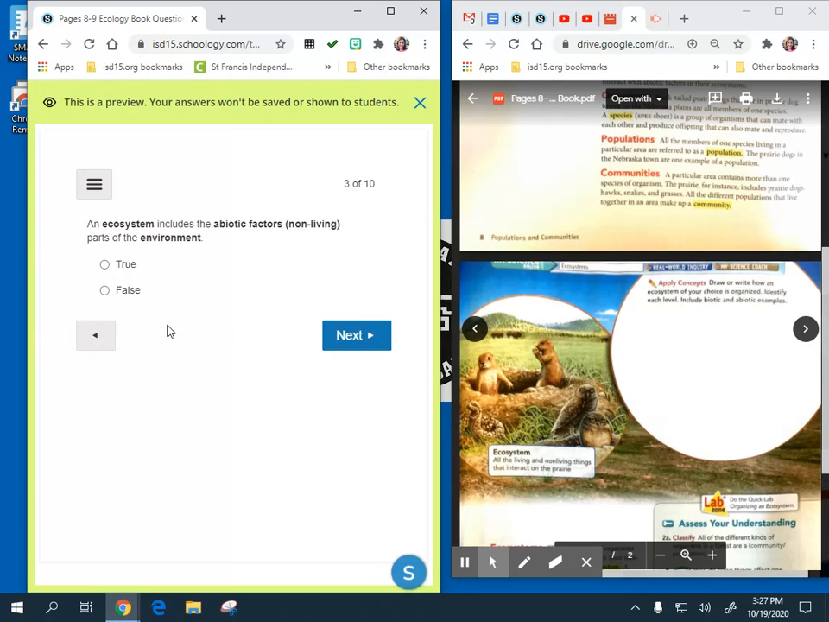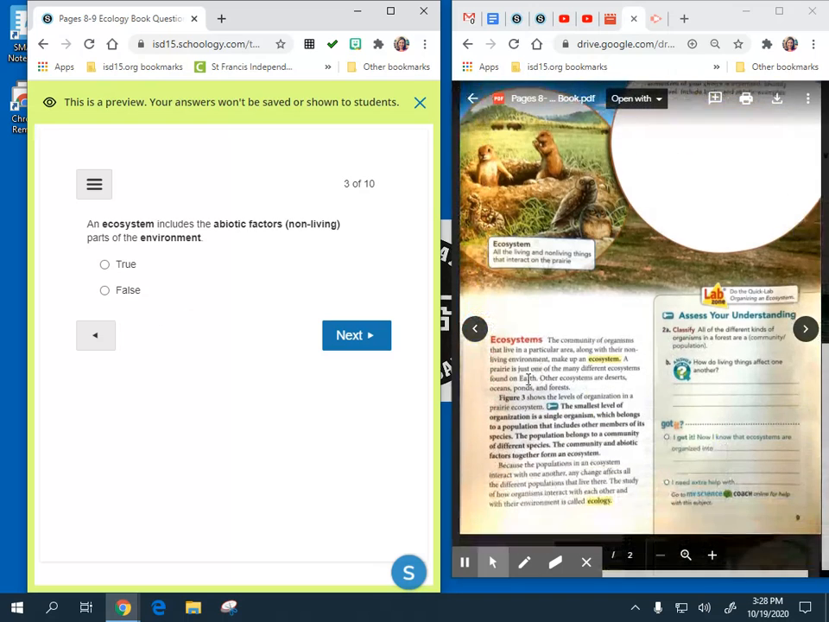Question 3, an ecosystem includes the abiotic factors, parts of the environment. Is that true or false? Does an ecosystem include abiotic factors? You can look at our ecosystem definition here. All the living and non-living things that interact on the prairie.